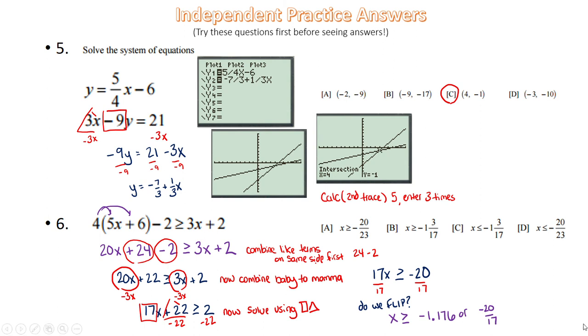Now, none of my answers say negative 20 over 17. But if you look at C, that's the one that has negative 1. Or not C, because it doesn't have the right symbol. But if you look at B, there we go, negative 1 and 3/17. That's the only one that's faced the right way and has negative 1. Or you can think about it as 17 times 1 plus 3. That's where they're getting the negative 20 over 17. And B is my right answer.